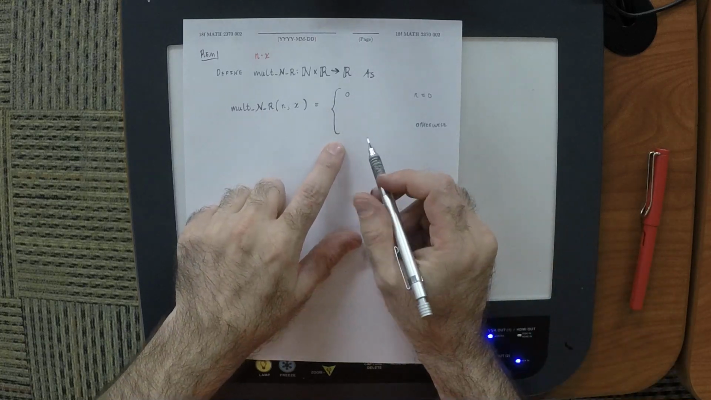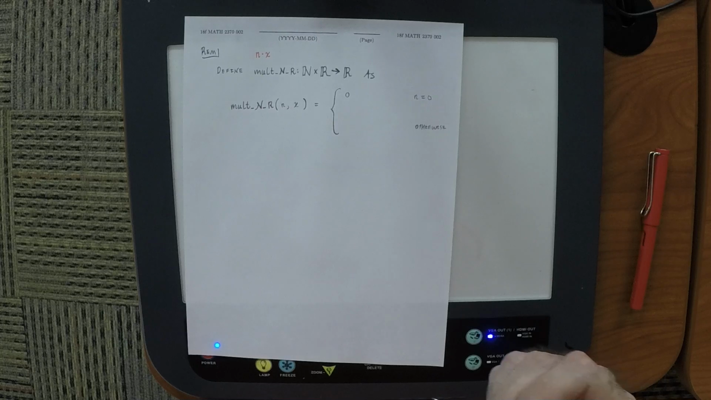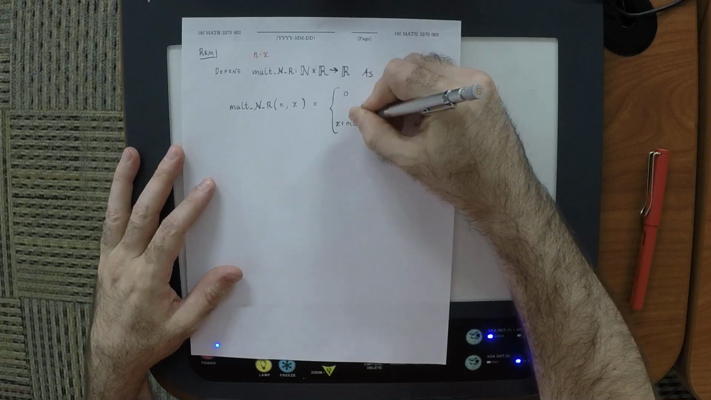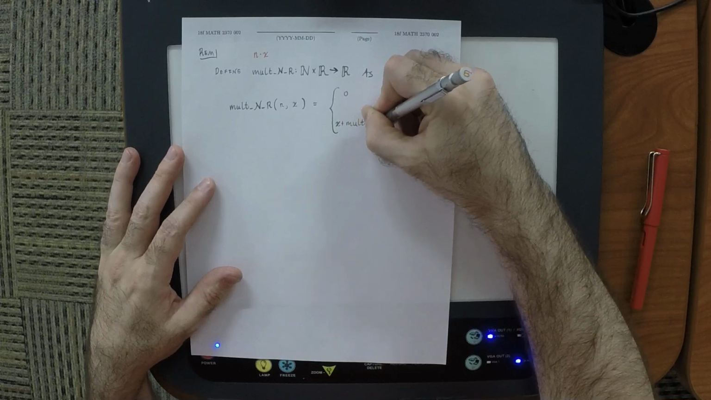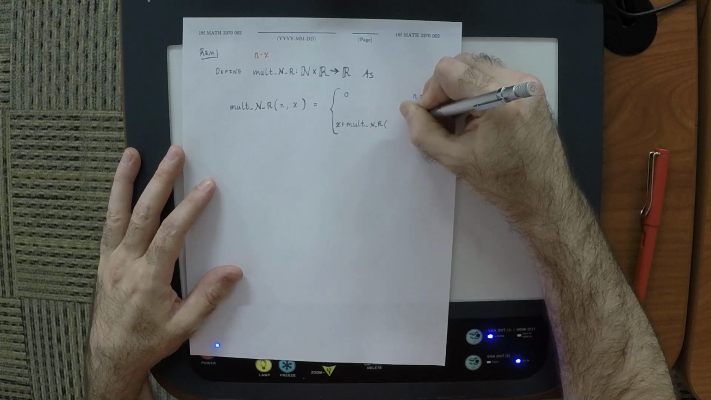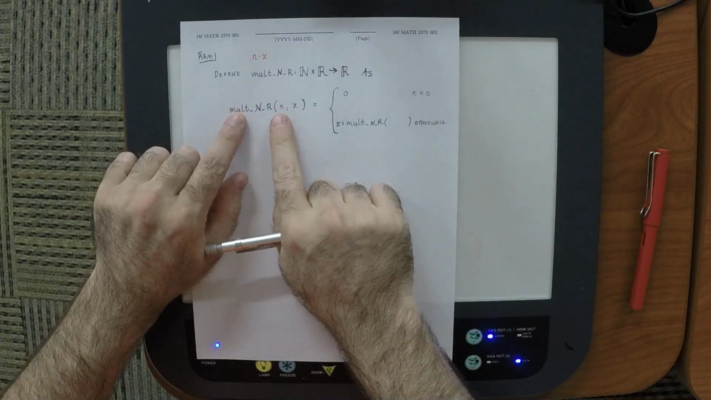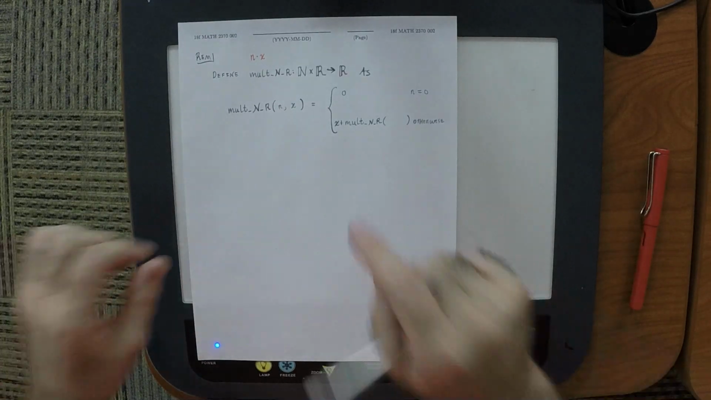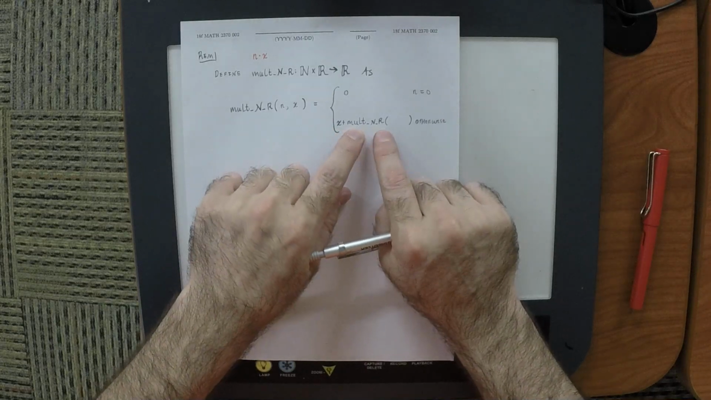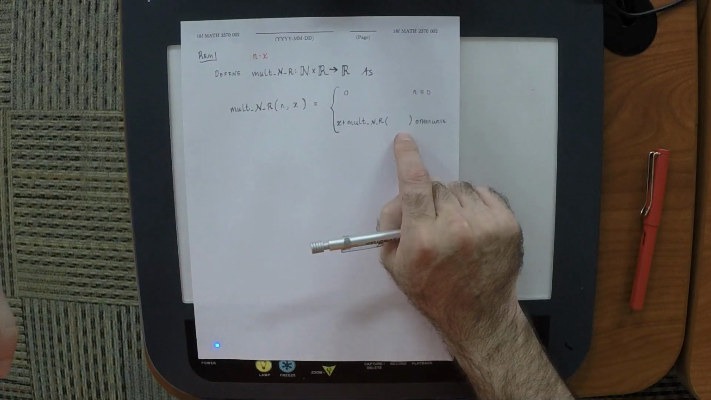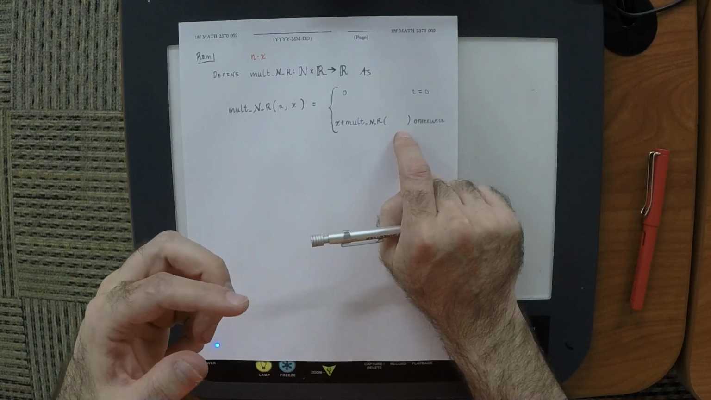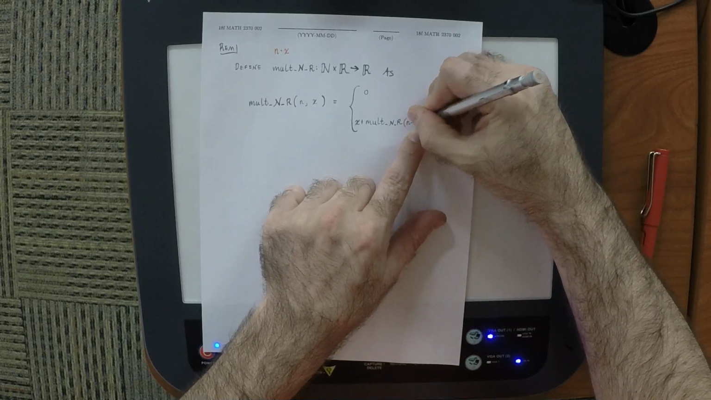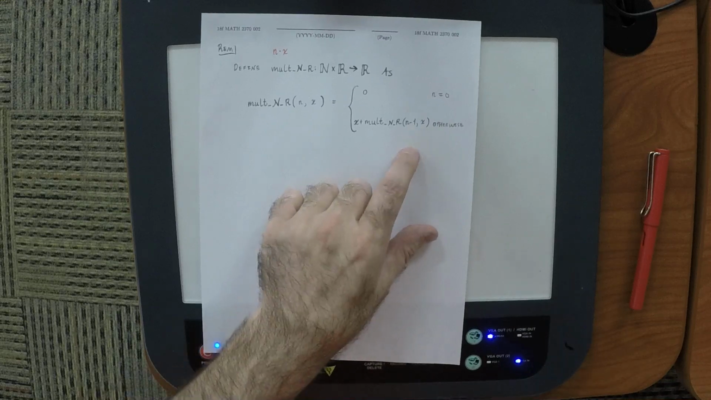No, we can't write n multiplied by x. Plus mult_n_r of n minus 1 and x. So mult_n_r. That means that in order to evaluate mult_n_r with these arguments, you must first evaluate mult_n_r. Now, it couldn't possibly be the same arguments because that could not conceivably constitute a valid definition. So what arguments? Right, n minus 1 and x.